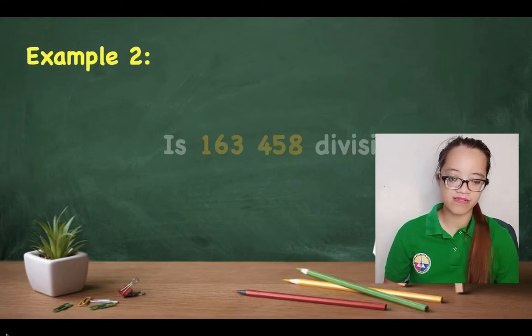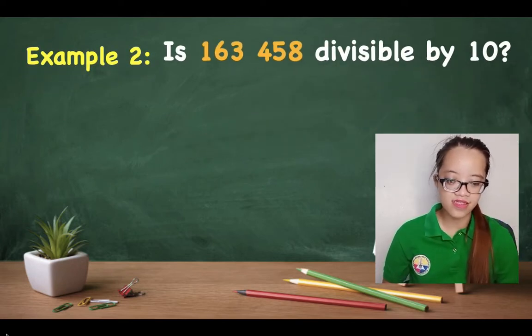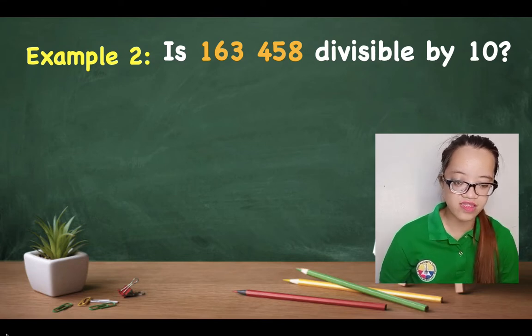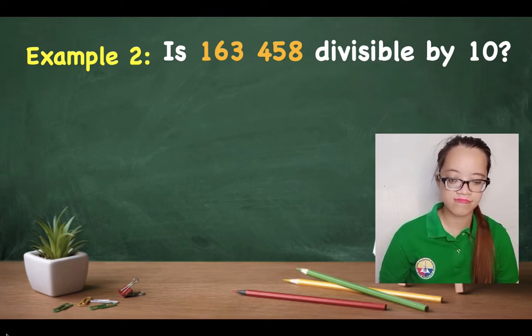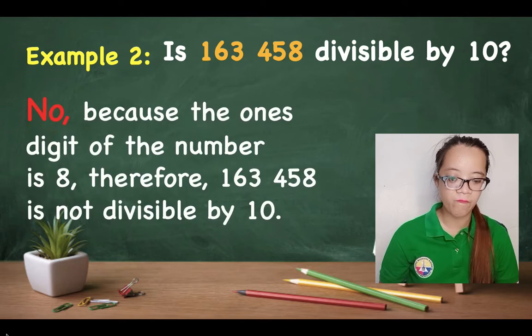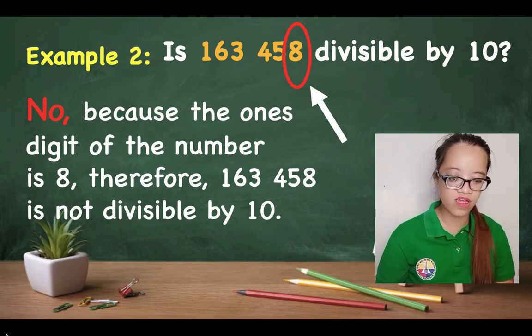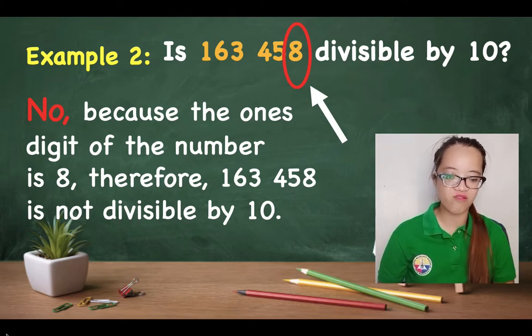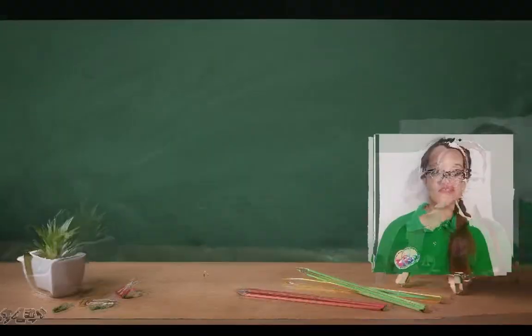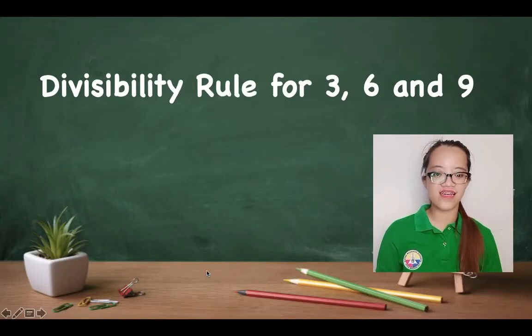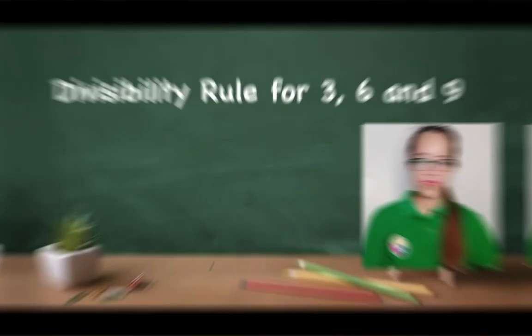Another example: is 163,458 divisible by 10? The answer is no, because the ones digit of the number is 8. Therefore, 163,458 is not divisible by 10. Divisibility rules for 3, 6, and 9.